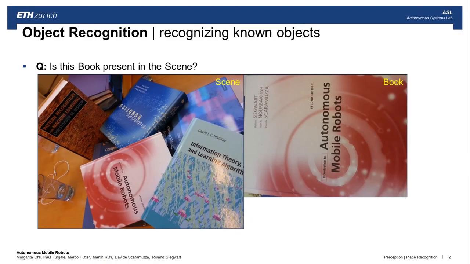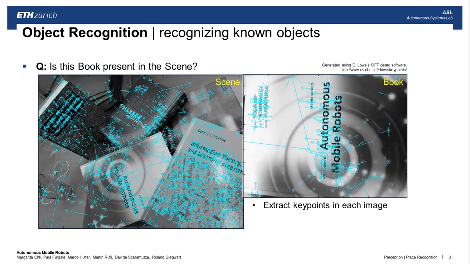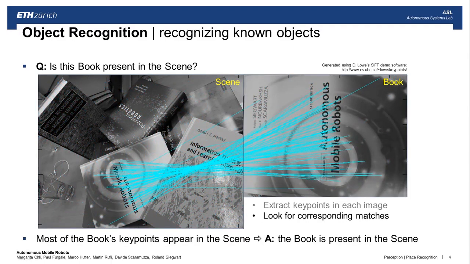So we're going to start by looking at a problem which is akin to place recognition, namely object recognition. So the question is, is this book present in this scene? So what do we do? We extract some features, for example SIFT in this case, and then try and match them. Now, since there are a lot of corresponding matches between the book and this scene, we can say with some certainty that this book is present in this scene.